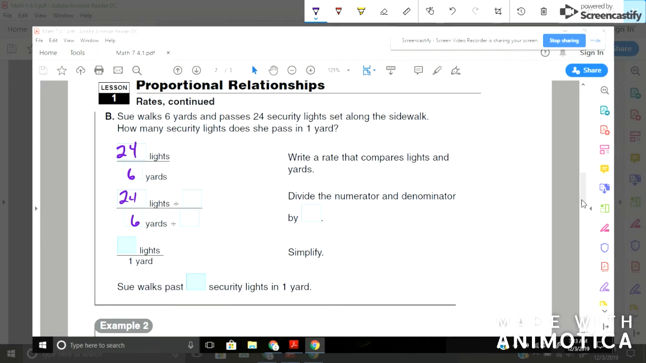Right, so again, 24 lights, 6 yards. I want to be able to get my yards to 1. So how do I go from 6 to 1, writing an equivalent ratio? Well, just divide by 6. And whatever I do on the bottom, I need to do on top to keep that equivalent. All right, so again, dividing by 6. 6 divided by 6 will give you 1. And on top, 24 divided by 6 will give you 4. So Sue walks past 4 security lights per yard.